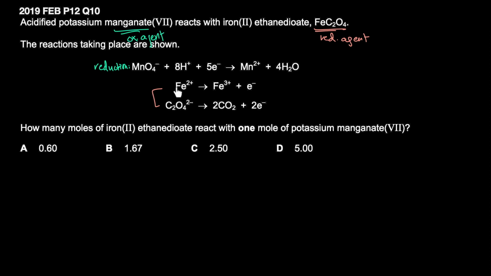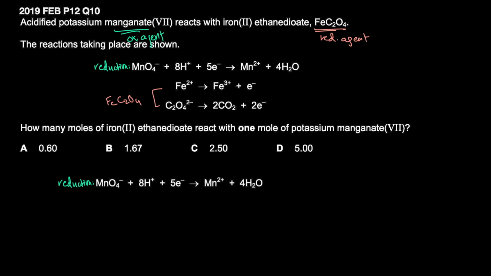Now here they've shown the oxidation of iron 2 separately and C2O4 2 minus, that's the ethane dioate ion, separately. But we can think of this entire thing as FeC2O4, right? Because in our compound we have one Fe2 plus, and we also have a C2O4 2 minus, right? So if you combine these two half equations together, you get the half equation for the oxidation. So this is the half equation for the reduction. And if you think about the half equation for the oxidation, right?